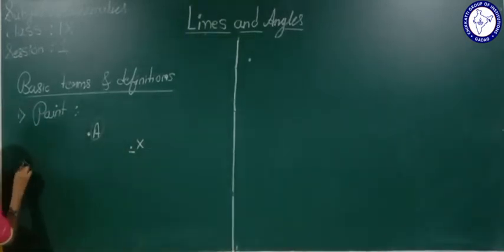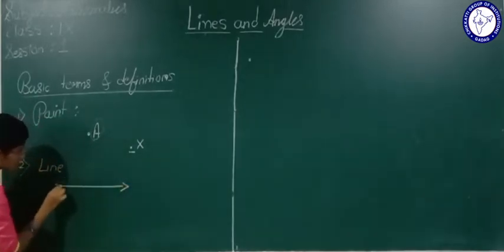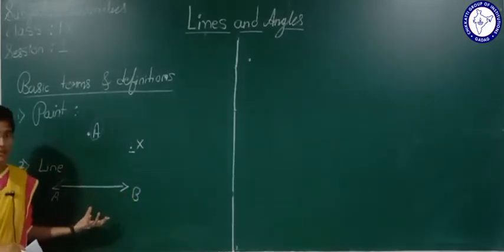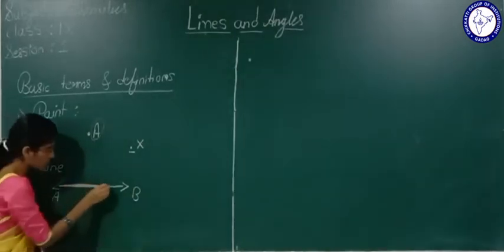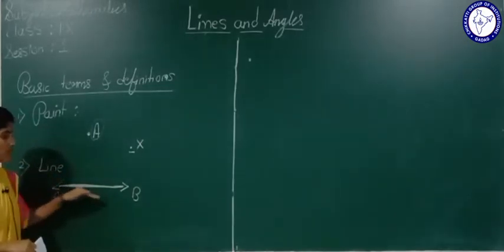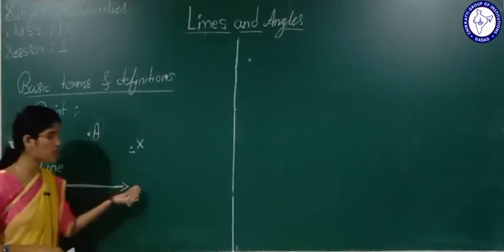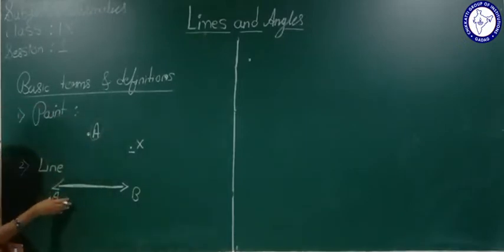Now, what is a line? Suppose AB is a line. A line does not have end points, so it can be extended from both sides. Now how will we represent this line AB symbolically?